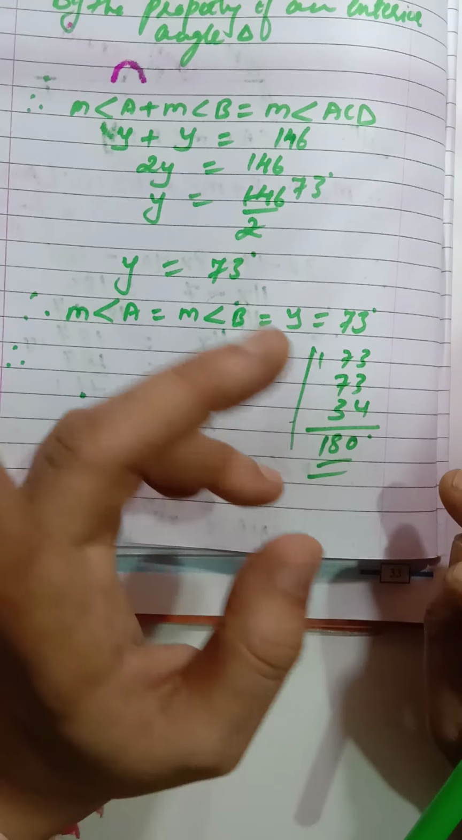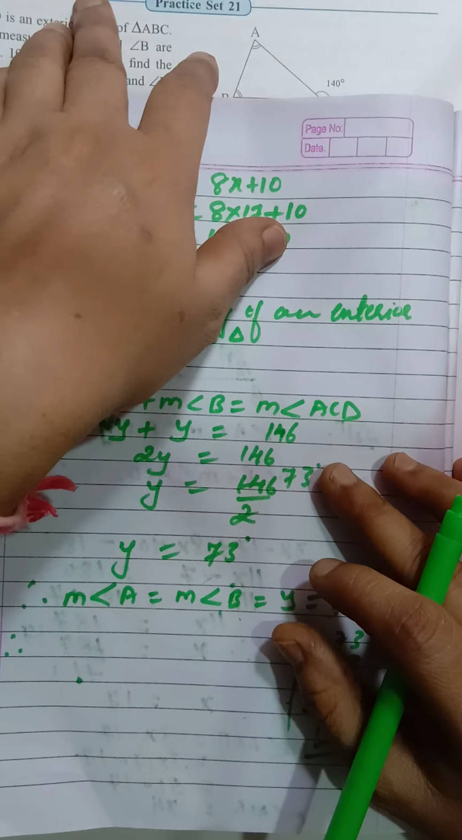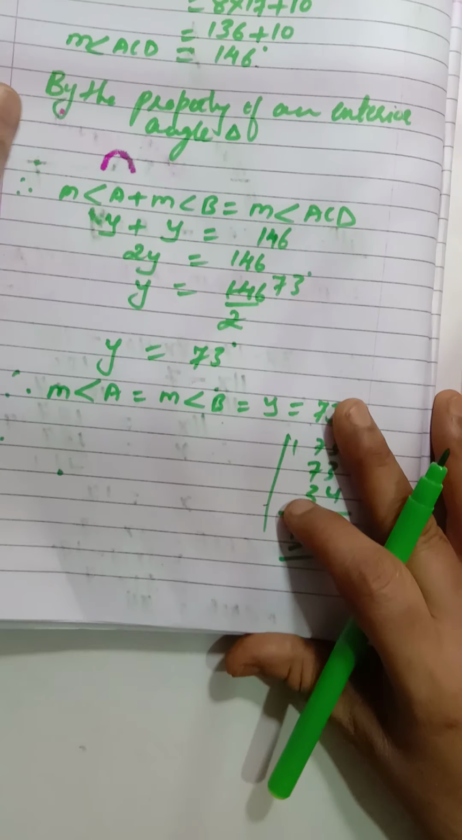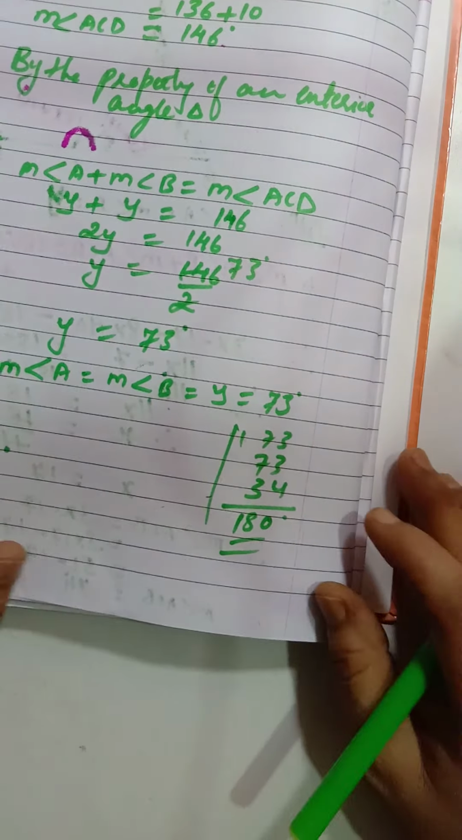That property I have already given, and you remember this property too: the measure of an exterior angle of a triangle is equal to the sum of the measures of its remote interior angles. These two things. And basically, if you see this chapter, all the definitions are important, so you are going to learn all the definitions.